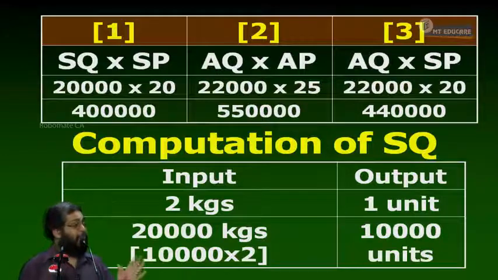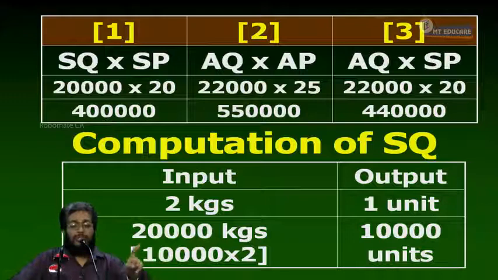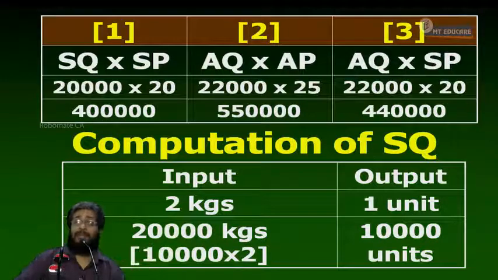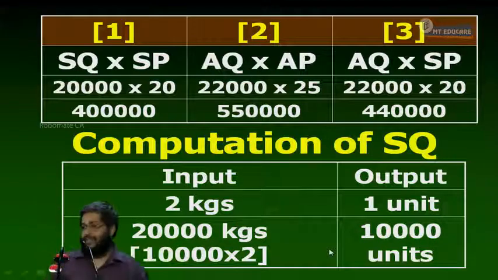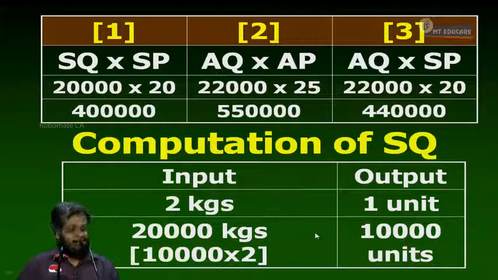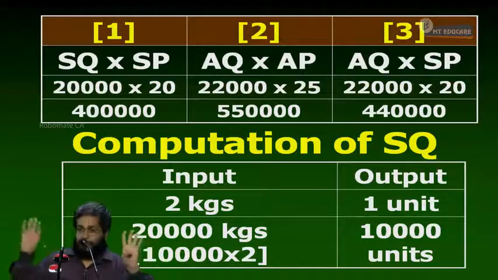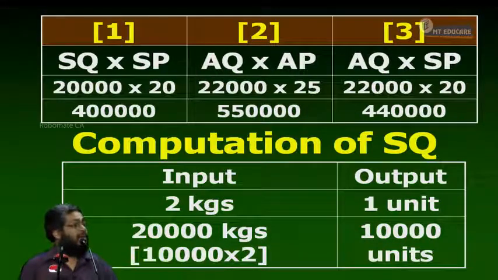Next issue. Before discussing further, I want to clarify one thing. Is this 4 lakh rupees standard cost or budgeted cost? It is standard cost. It is not budgeted cost, because this is the cost for actual output. The 10,000 units is the actual output. I'll explain in further detail and then proceed. 4 lakh is not budgeted cost, it is standard cost.